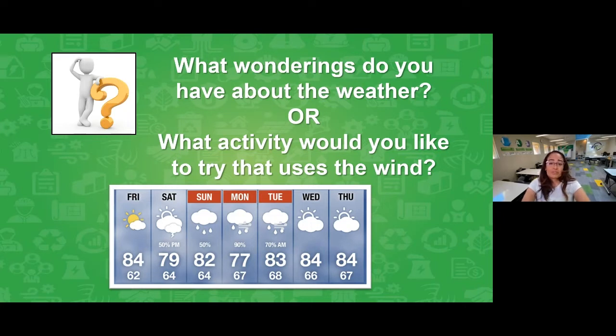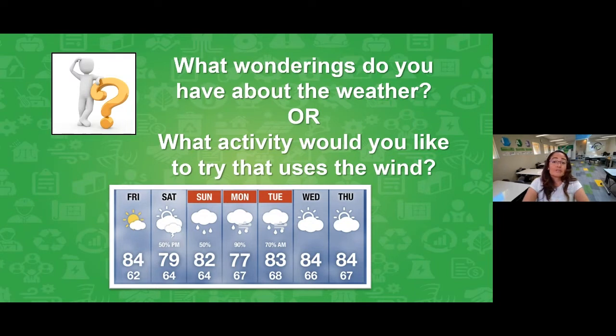So during our build, I'd like you to type in the chat an answer to either one of these two questions. First question is, what wonderings do you have about the weather? You've already talked about hurricanes, but we know there's other types of severe weather out there. Are you curious about any of those? What are some wonderings you have? We might be able to answer.